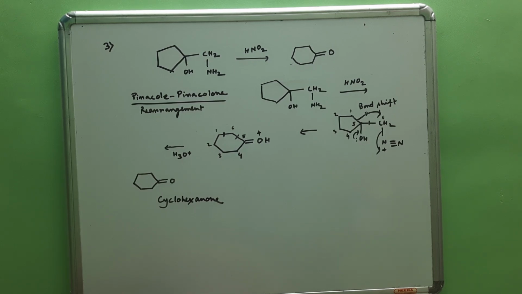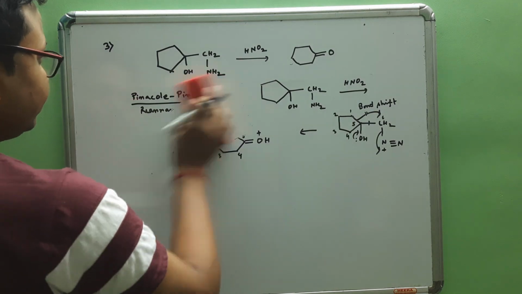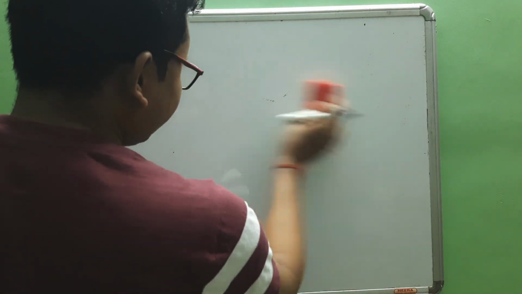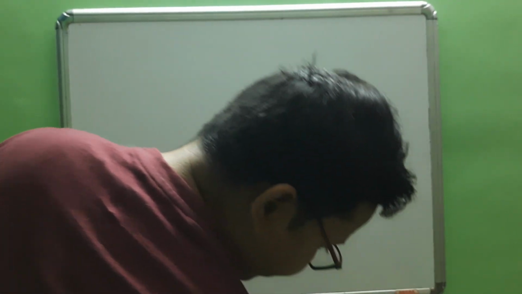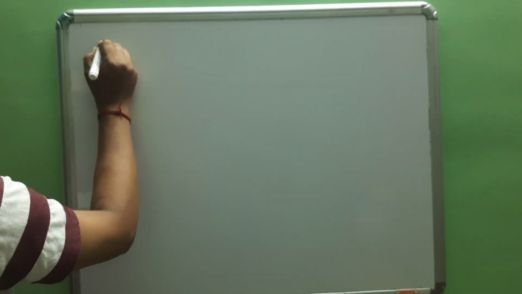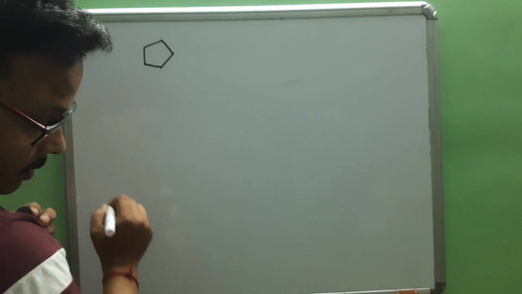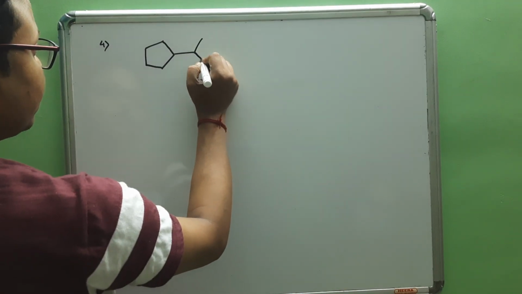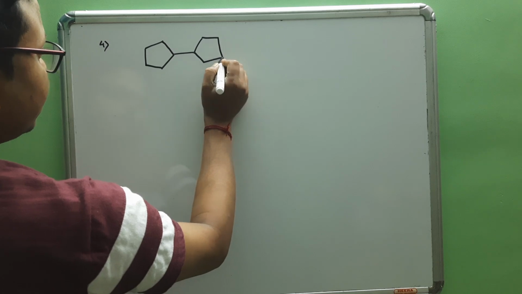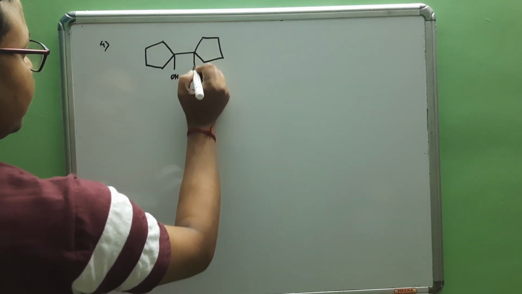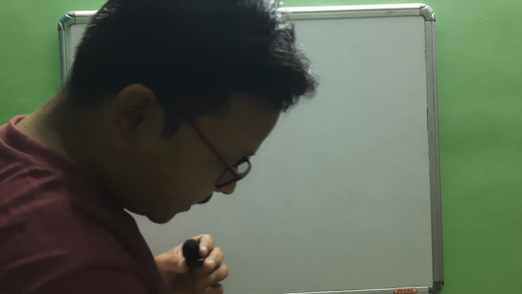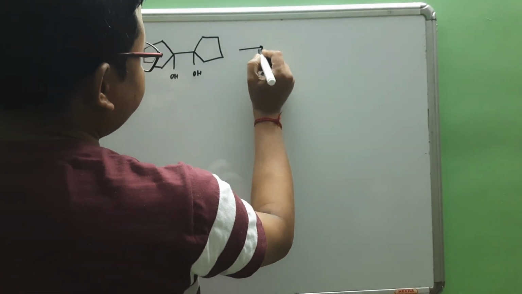In our next class, we will see this. Our next example will also be a pinacol rearrangement type reaction. So the fourth reaction will be like this. This is the bond. This is a diol type reaction, with an OH here and an OH here. This will be a pinacol rearrangement type reaction.